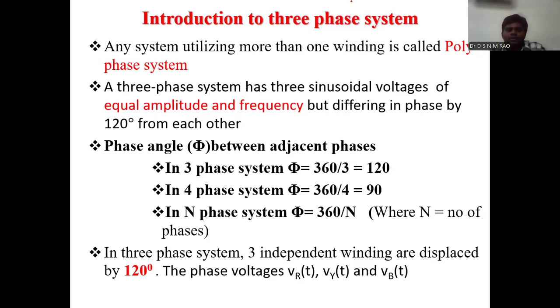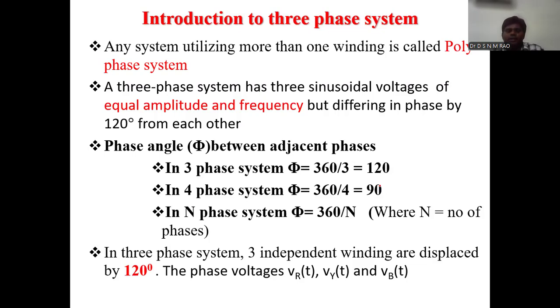If you want to calculate the phase angle between any adjacent phases, for a three-phase system it is 360 by 3, for a four-phase system 360 by 4. So the phase displacement between each phase equals 90 degrees for four phases, and for a three-phase system, the phase displacement equals 120 degrees. Similarly, for an n-phase system, 360 by n, where n is the number of phases. Like that, we can calculate the phase displacement between adjacent phases.